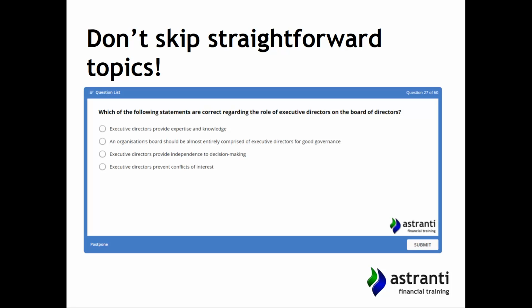So I have an example of a relatively straightforward P3 mock question on screen now. So this just asks which of the following statements are correct regarding the role of executive directors on the board of directors. So answering this question is just a case of remembering information that you have revised. So again, because P3 does contain some relatively difficult concepts, it is tempting to just focus on those more difficult aspects of the syllabus. However, make sure that you put yourself in a position to gain the easy marks too. After all, remember, a mark is a mark.